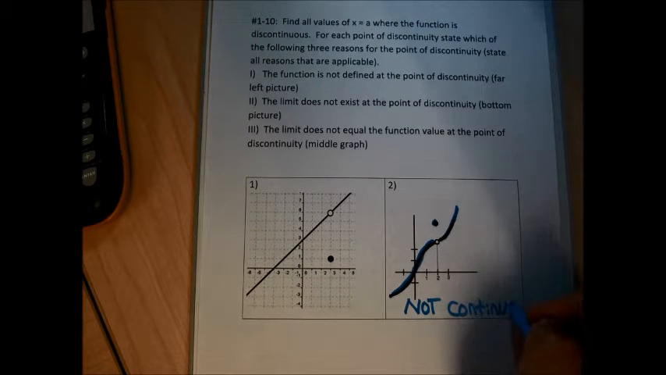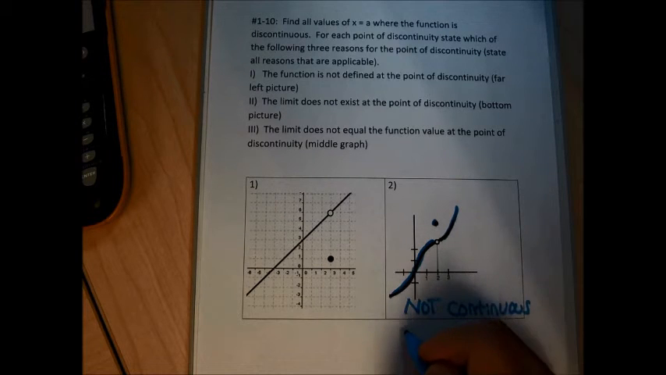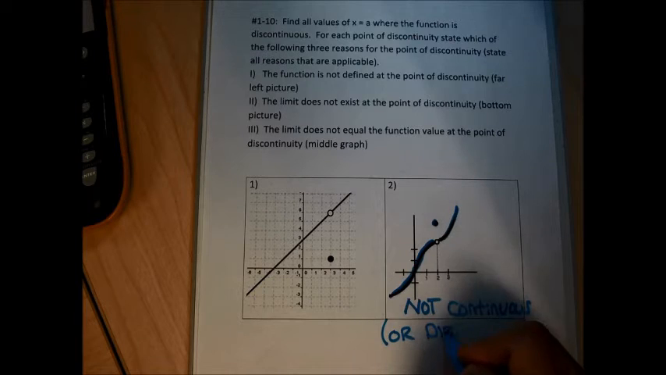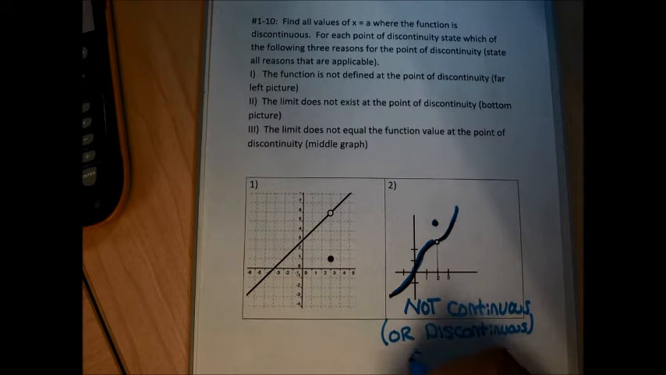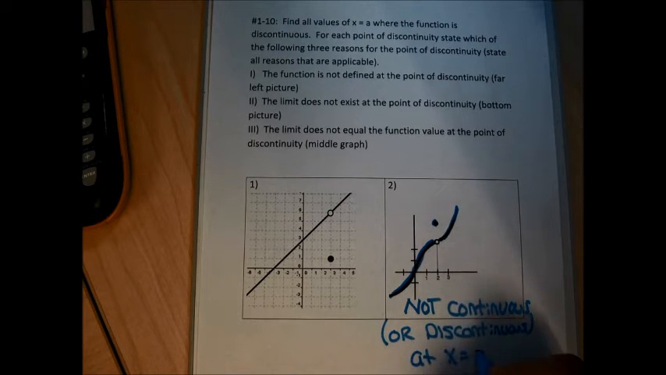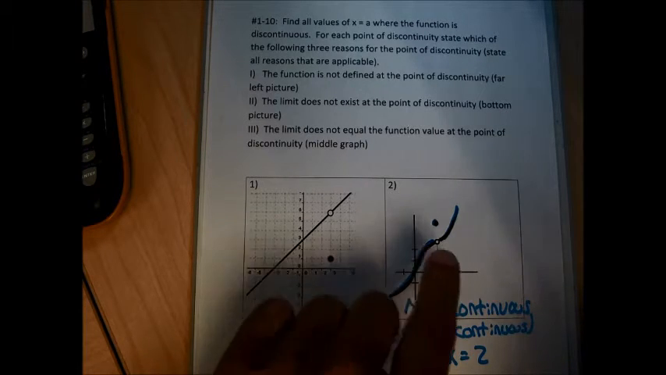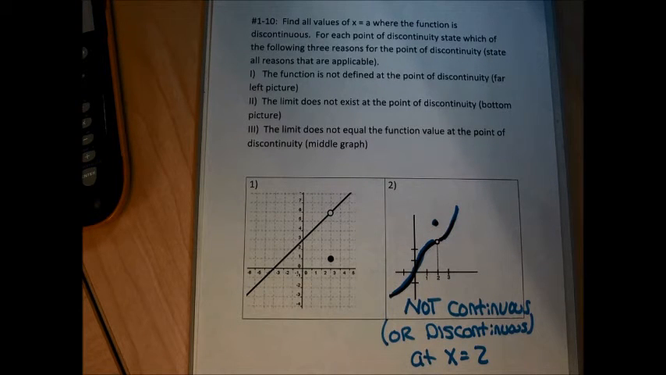Saying something is not continuous means I can say it's discontinuous. That's the same as not continuous, in a bigger word that I can't really spell, at x equal to 2. And that's the only place where my graph isn't continuous, because that's the only place where I have to lift up my pencil to draw the graph.